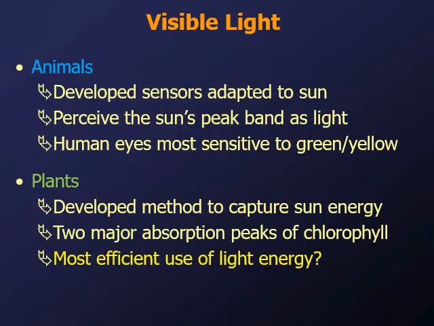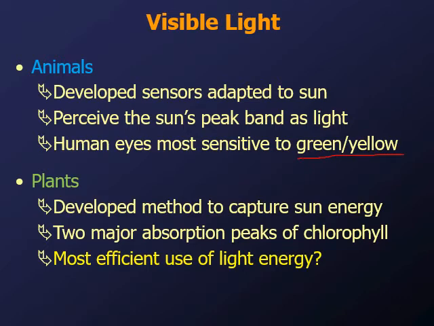Okay, let's look at what plants need. So as far as light, we have visible light, and we talked about that at the beginning. Animals, we have eyes that are adapted to the sun, and we can see and perceive that light quite well. And as far as how we see, the human eye is most sensitive to green and yellow. Now I know that's hard to conceptualize because you're saying, yeah, but when I see white, it looks white. Yeah, but that's because your brain is interpreting the signal. The fact of the matter is the human eye is very sensitive to green and yellow.